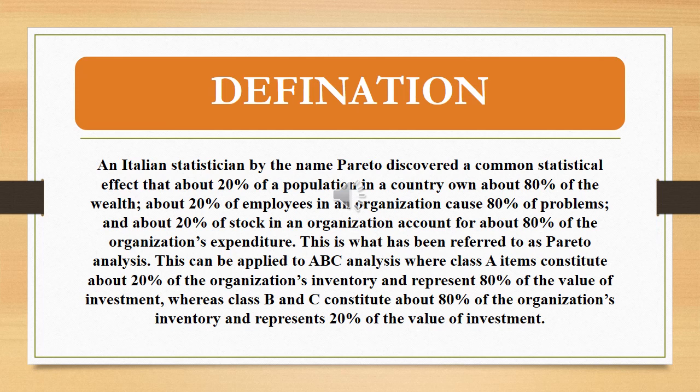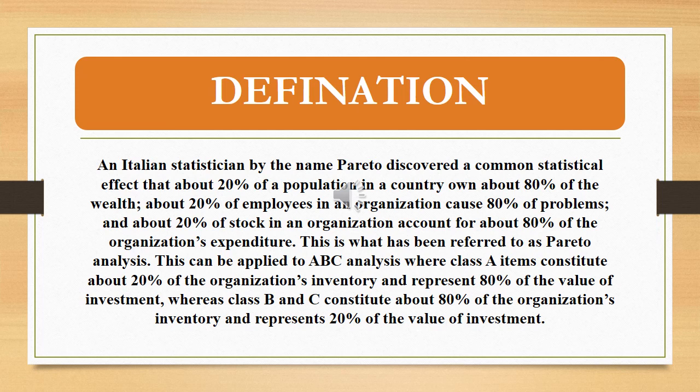An Italian statistician by the name Pareto discovered a common statistical effect that about 20% of the population in a country own about 80% of the wealth. We can also say 20% of employees in an organization cause 80% of the problems. Also, we can say 20% of stock in an organization account for about 80% of the organization's expenditure. This is what we call Pareto analysis or MBC analysis, and our main concern is inventory control.